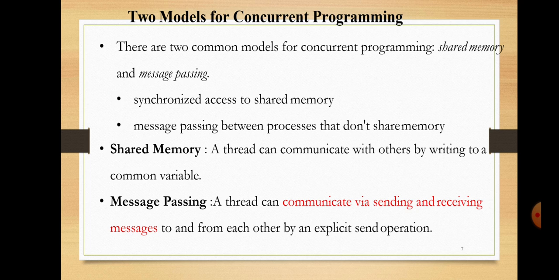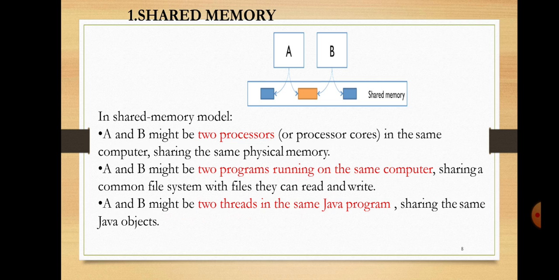Shared memory means a thread can communicate with one another by writing to a common variable. A thread can communicate with others by writing a common variable. Message passing means a thread can communicate via sending and receiving messages to and from each other by an explicit send operation.